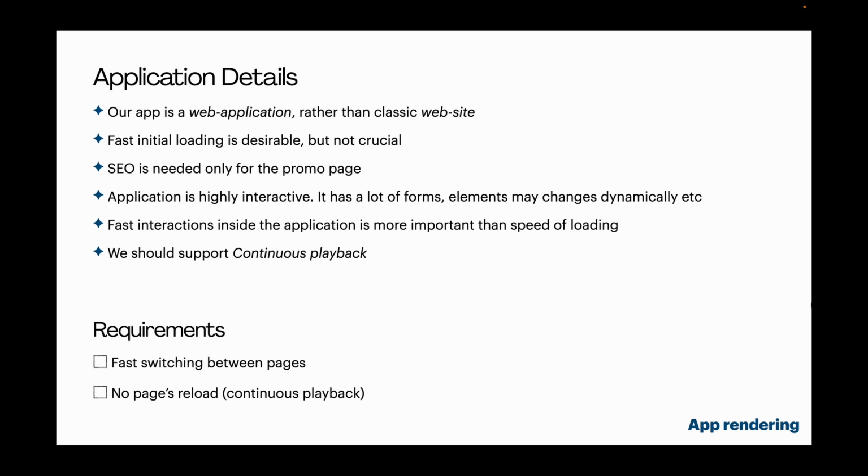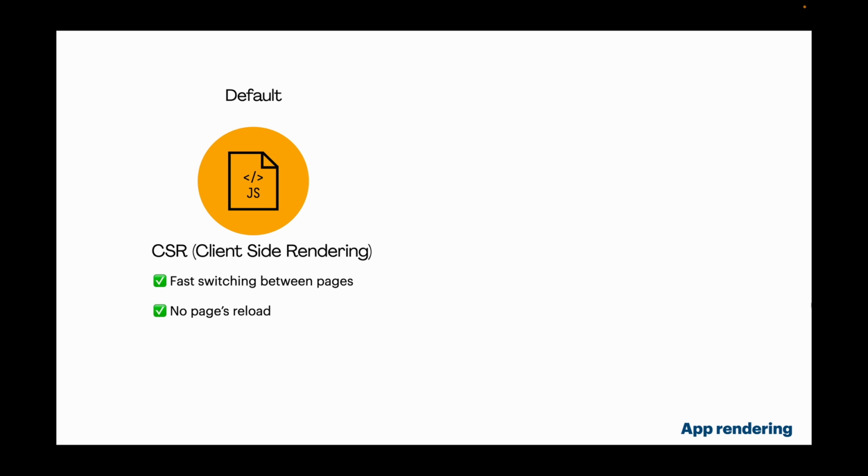Based on these priorities, we can extract the main requirements: fast switching between pages and continuous playback without page reloading. Client-side rendering fulfills both of these requirements. However, it comes with significant downsides. If we load the entire bundle and start executing JavaScript on the client side, it may take too much time, especially on low-performance mobile devices, leading to what's known as the blank page problem. In some cases, a user may look at a blank page for more than 10 seconds, which is unacceptable. We must find ways to improve this.